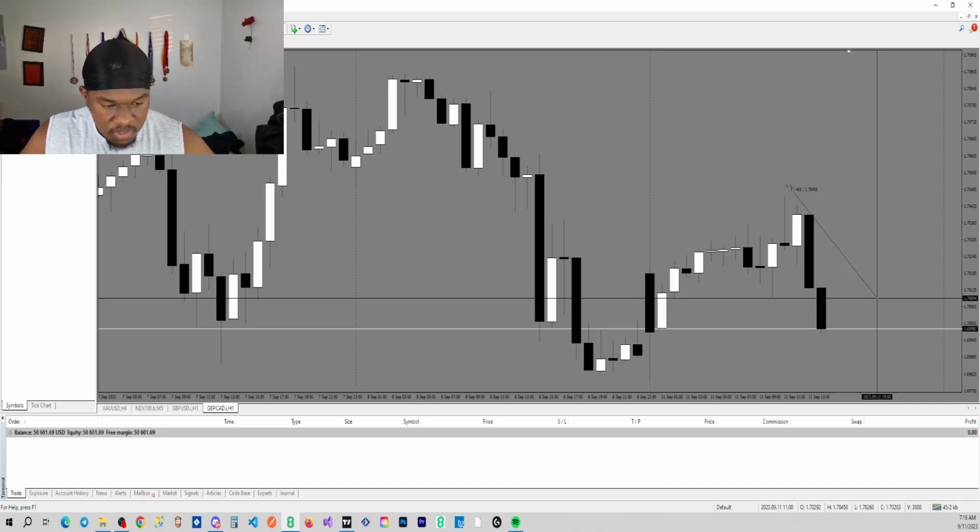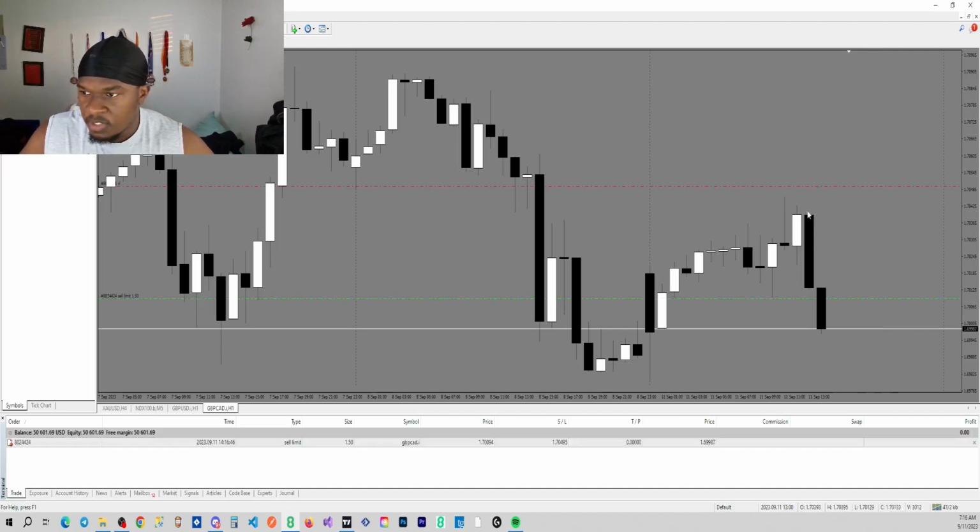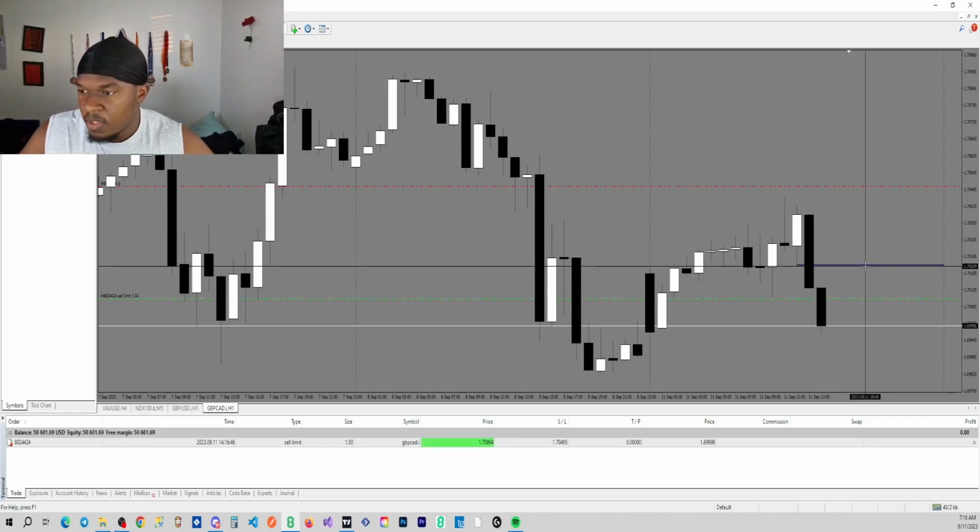And our stop loss is going to be at 1.70495. All right, so we got the sell limit on here, and I'll get into another position if price comes all the way, let's say right here. I'll add another position if price comes up here.